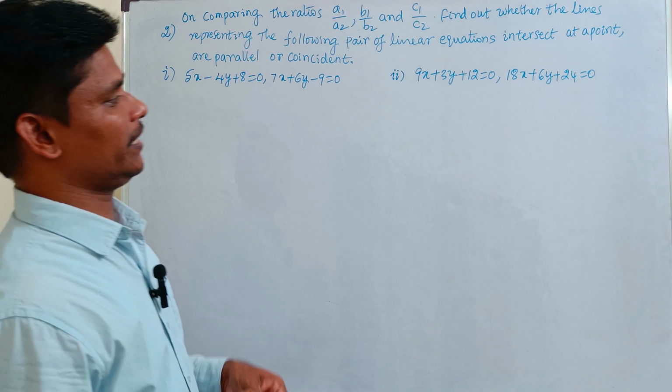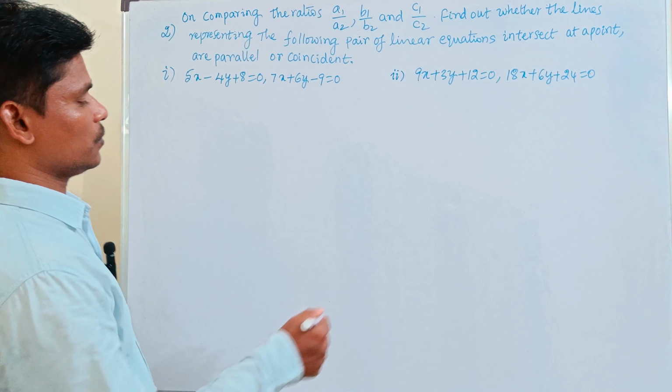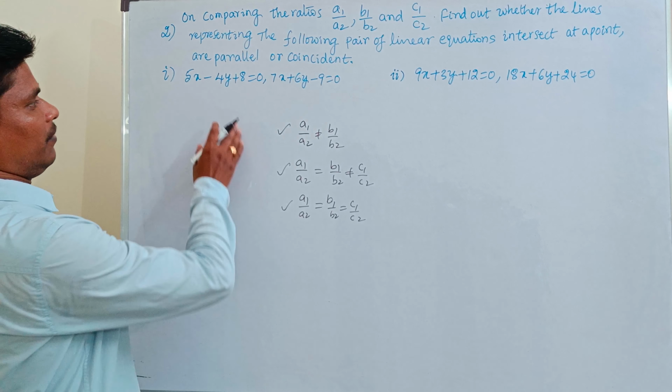Three conditions. Intersecting at one point means the ratios are A1 by A2 not equal to B1 by B2. The first, that is intersecting at one point. Parallel means here A1 by A2 is equal to B1 by B2 not equal to C1 by C2. This is the parallel. And next, coincident lines: A1 by A2 is equal to B1 by B2 is equal to C1 by C2. These are the conditions.